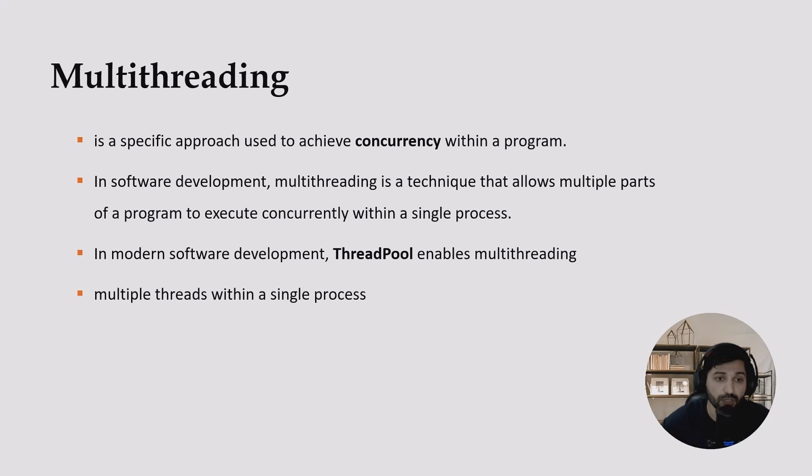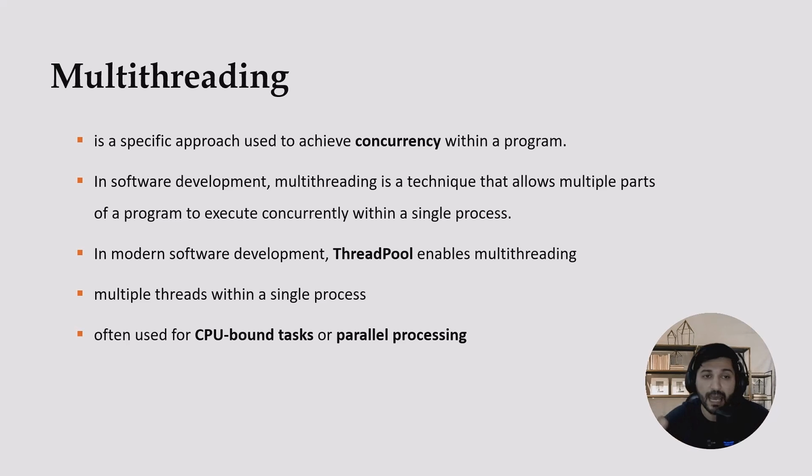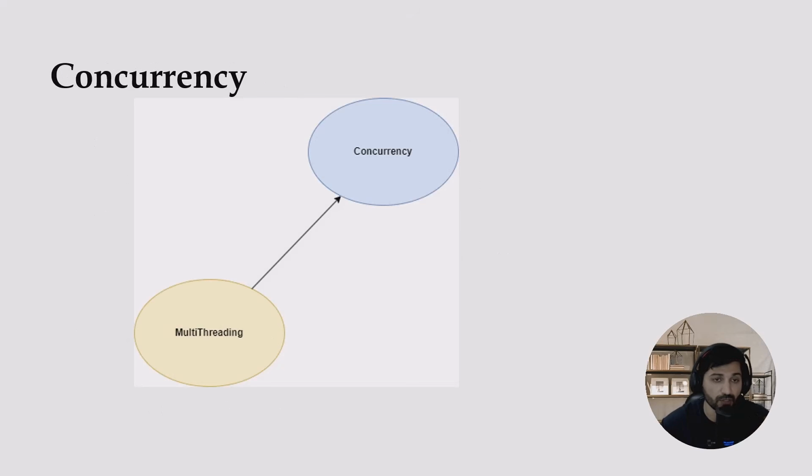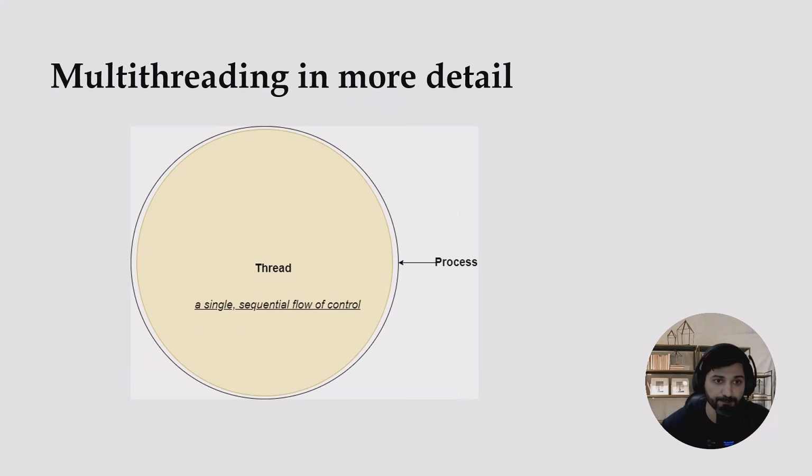And multithreading is equal to multiple threads within a single process. We often use multithreading for CPU-bound tasks or parallel processing. Remember that parallel processing is equal to parallel programming. Parallel programming is a type of multithreading. We'll talk about it. And multithreading allows multiple threads to share a single CPU and execute one after another, creating the illusion of simultaneous execution. So in general, we have multithreading, and it is a type of concurrency.